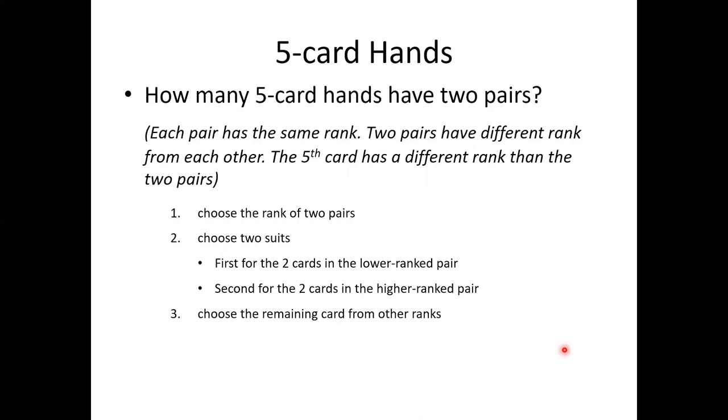So now what's the process? Choose the rank of these two pairs. Choose two suits. First, choose the two cards. And now it's an issue. Naturally you would say, well, choose the two suits for these two ranks. But if you don't do this correctly, you will have a problem with overcounting. And choose the remaining cards from the other ranks. Okay, that's the non-controversial part.